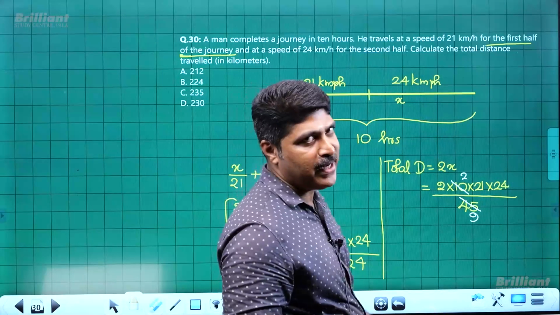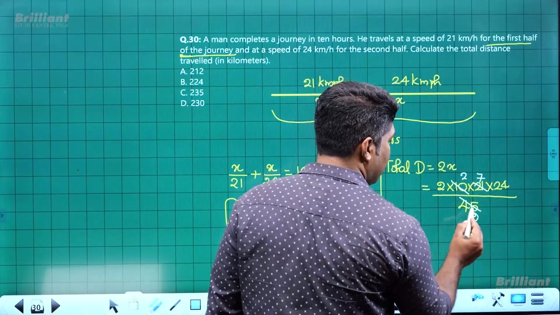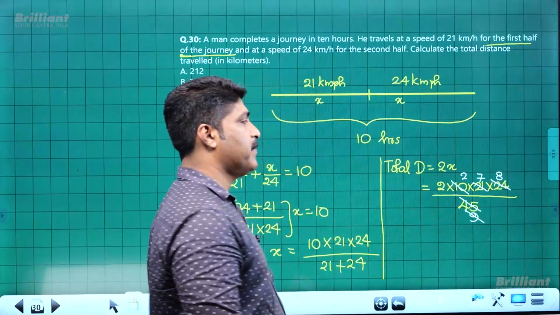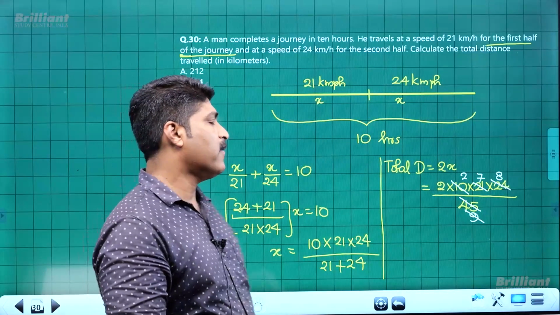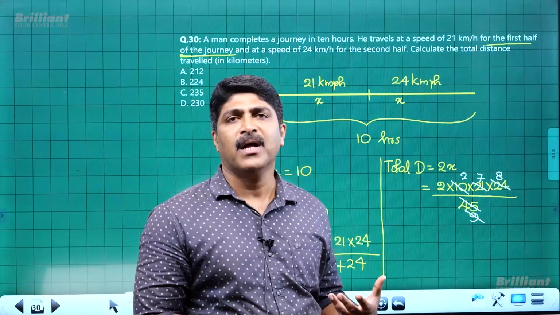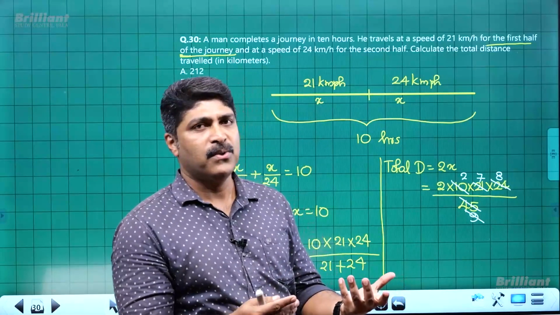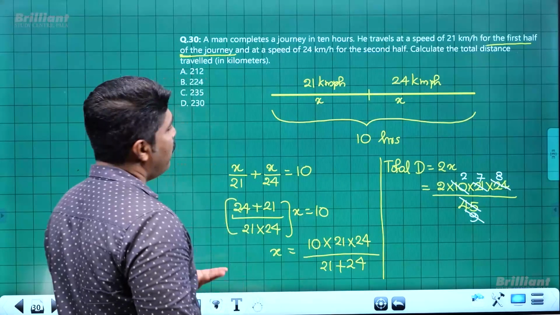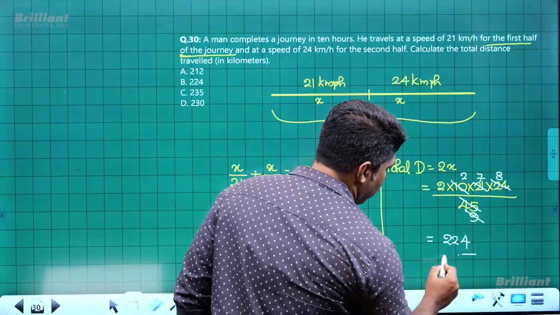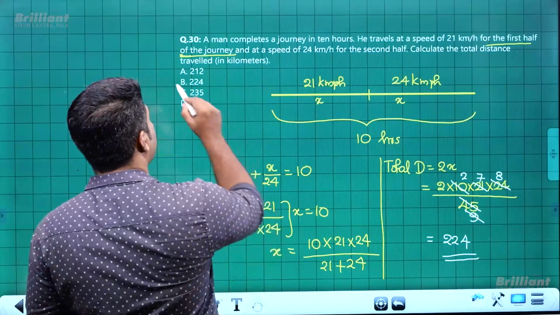Here 21 and 24 contain 3's. Therefore this is 7 times 3, and this is 8 times 3. Then cancel it. Just multiply it together. What will you get? 8 into 7, 56. 56 into 4, how will it become? 50 into 4 is 200, 6 into 4 is 24. So this is equal to 224. So we got the final answer, that is 224.